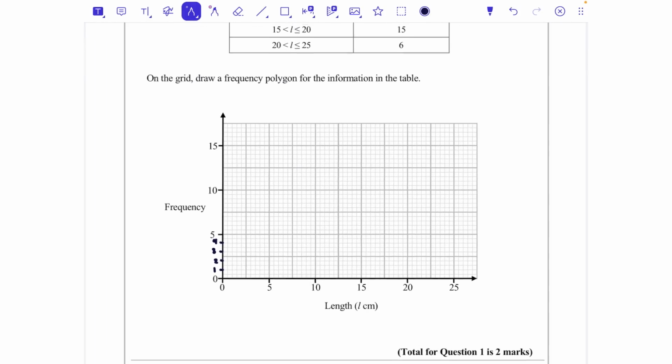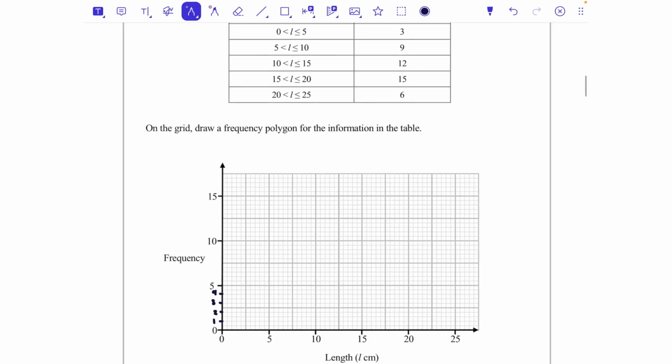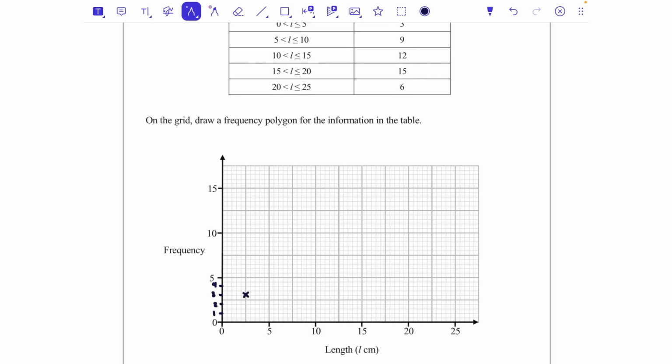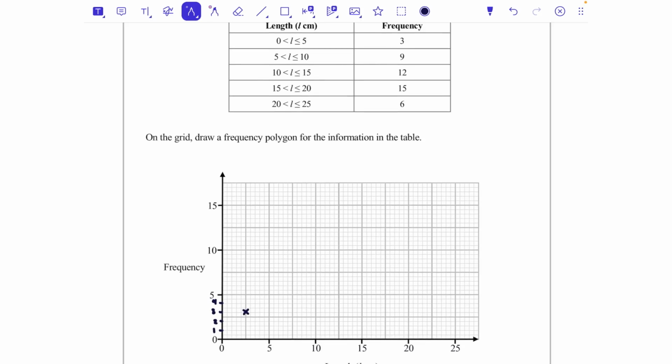So when I'm wanting to plot a frequency of 3, I'm going to need to go to here, and then between 5 and 10, so we're going to go across to 7.5, we're going to go up to 9, which again is going to be 2 squares down, remember, because 2 squares is 1. We're going to go between 10 and 15 and up to 12, so that's going to be there, and then 15 to 20 up to 15, and 20 to 25, so going in the middle, and we're going up to 6. So just make sure you've plotted those in the correct places.